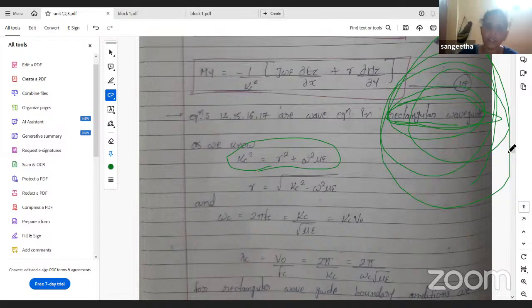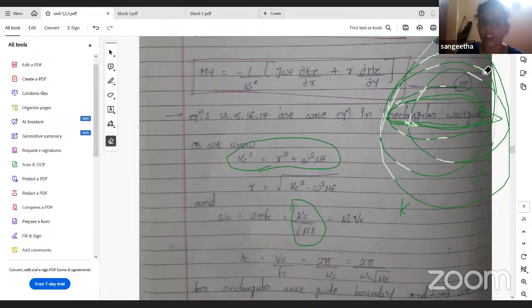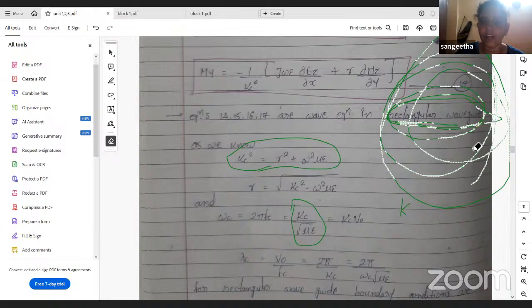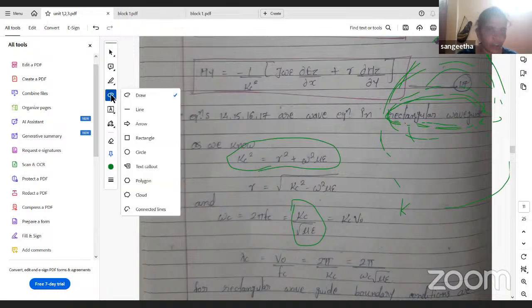How did we get this one? We have one formula. In free space, we can also treat it as mu epsilon. Omega c equal to 2 pi f. How did we get this one? Kc square is equal to... From the above equation only you will get it. If it is equated to 0, you will get omega as Kc by under root of mu epsilon. These two are equated.